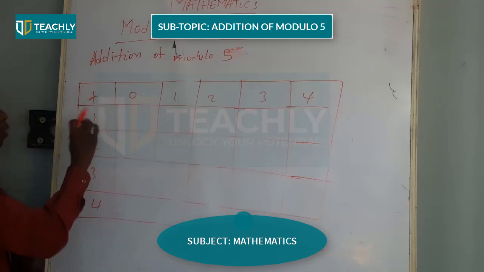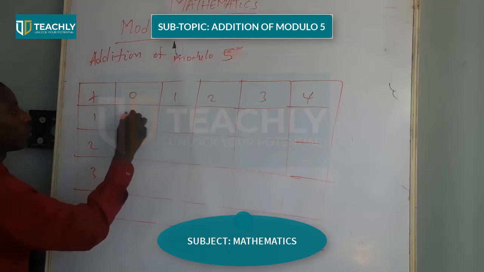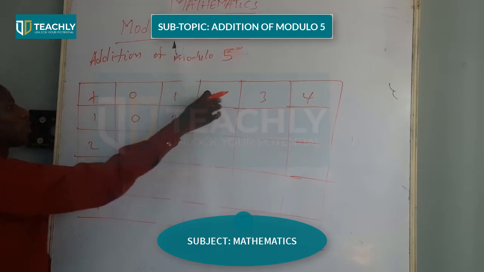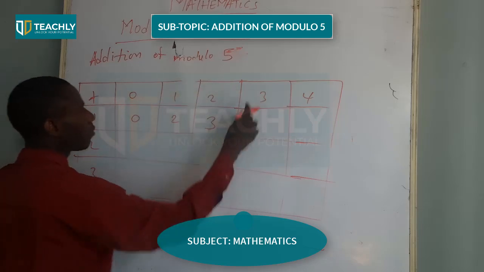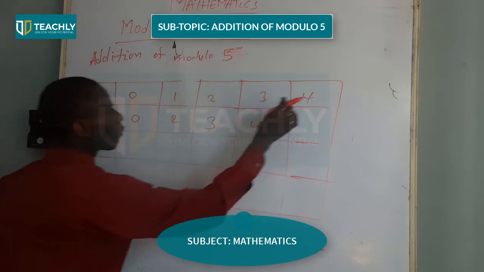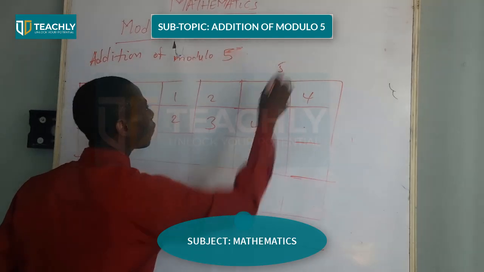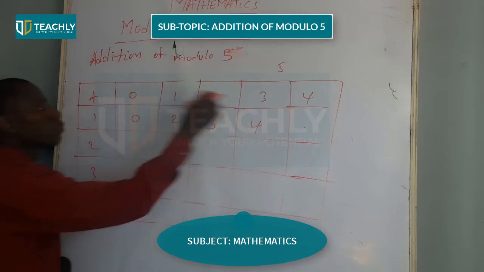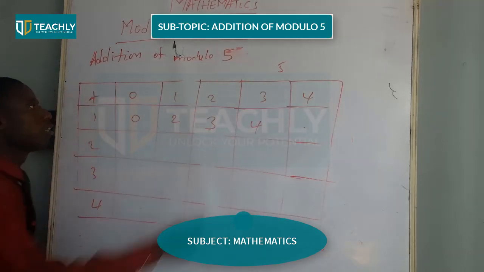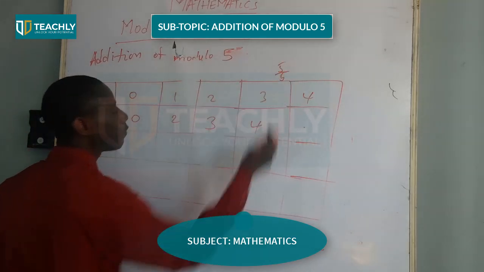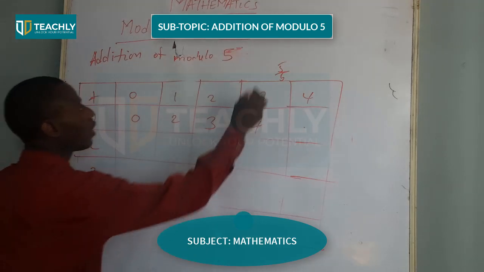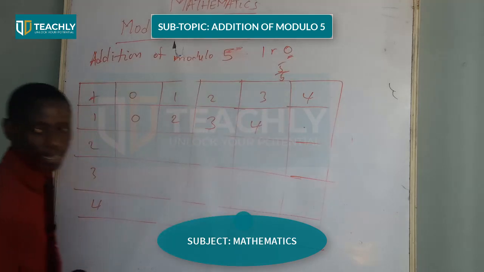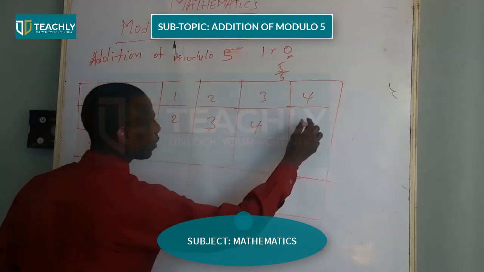Let's add. 1 plus 0 will give you 1. 1 plus 1 will give you 2. 1 plus 2 will give us 3. 1 plus 3 will give us 4. 1 plus 4 will give us 5. Once it is 5, since it's modulo 5, and modulo 5 contains 0 to 4, you are going to use the modulo to divide. You divide by 5. What will you get? You get 1, remainder 0. So we always write the remainder. So you are going to put 0 here.